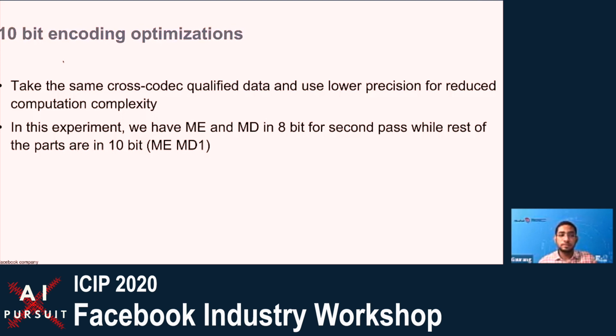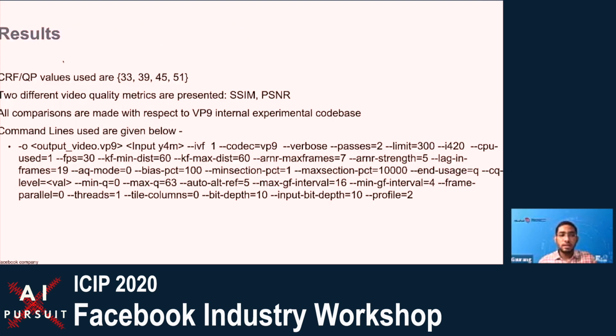Next slide, please. In this slide, we want to highlight some of the key things we used in our experiment. The CRF QP values, the two different video quality metrics used for the BD rate evaluation are SSIM and PSNR, and all comparisons and experiments are made with respect to the VP9 internal experimental codebase at CPU speed 1 and at constant quality rate control mode for VP9. Next slide, please.